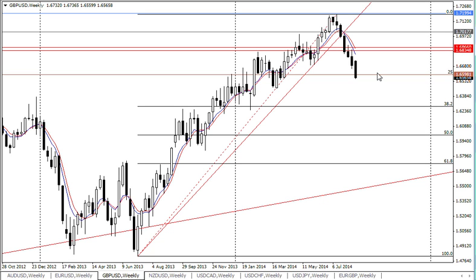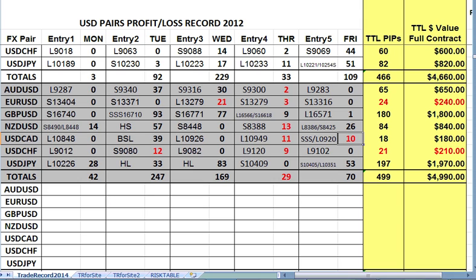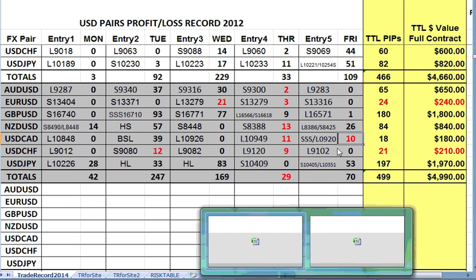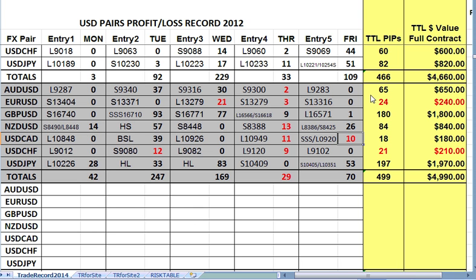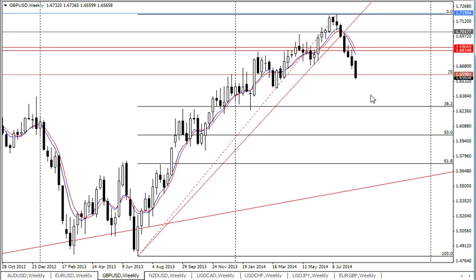It was at the end of the week, but overall, we still made a good profit on the pound. As a matter of fact, let's take a quick look at the record on the pound. We turned out 180 pips for the week. That's not bad. You do all right. Okay, anyway, closing out here for the week at 165.65.